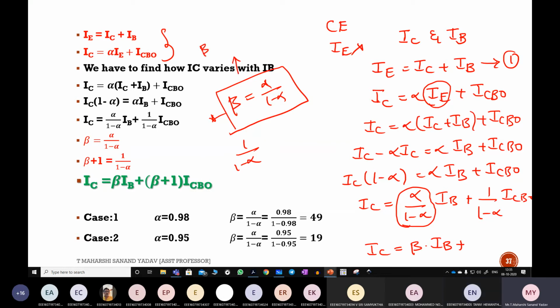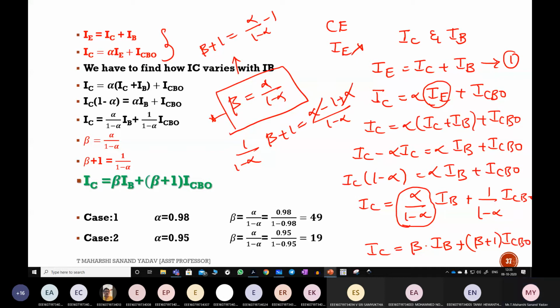Simply what I'll do is add 1 to beta, so beta plus 1 will be alpha by 1 minus alpha, plus 1. You solve this and tell me. So beta plus 1 can be written as alpha minus 1 minus of minus, which will be plus by 1 minus alpha. So plus and plus get cancelled. So can I write it as beta plus 1 into ICB naught? Is this correct or any doubts?